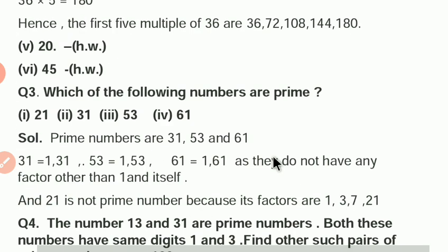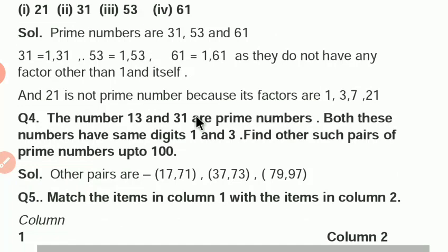Now see which of the following numbers are prime numbers. We know that a prime number means one having factors only 1 and itself. So prime numbers are 31, 53 and 61. Why? Because the factors of 31 are 1 and 31, of 53 are 1 and 53, and of 61 are 1 and 61, as they do not have any factor other than 1 and itself. And 21 is not a prime number because what are the factors of 21? 1, 3, 7, 21. It means they are having more than 2 factors. It means it is a composite number. So 31, 53 and 61 all are prime numbers.